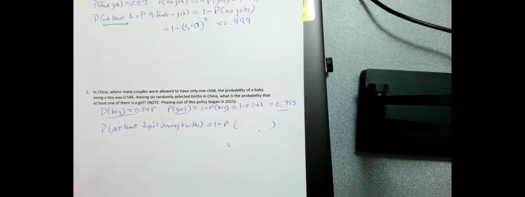So if this was at least one finds a job, the complement was no jobs. If this is at least one girl among the births, what's the complement of that going to be? So it would be 0.4. No, just words. I don't want numbers, just words. Oh. Tell me the words. What would the words be?